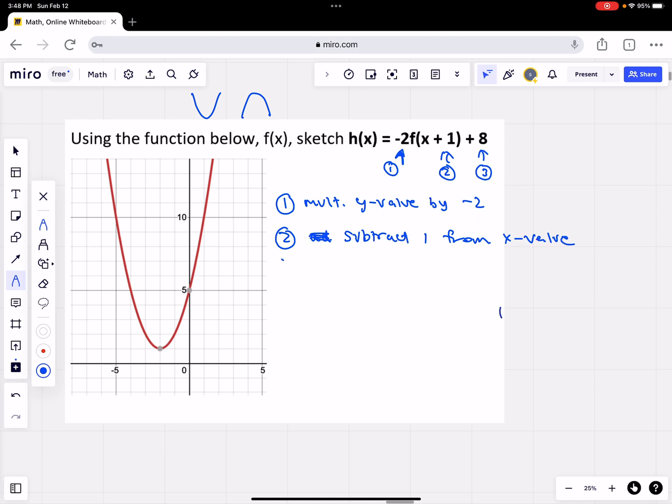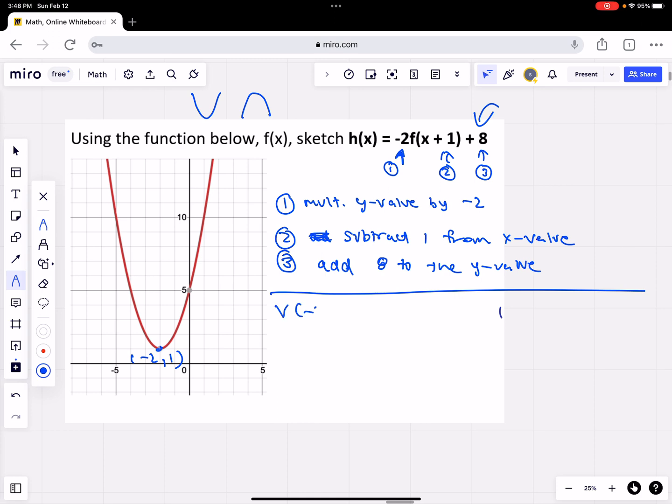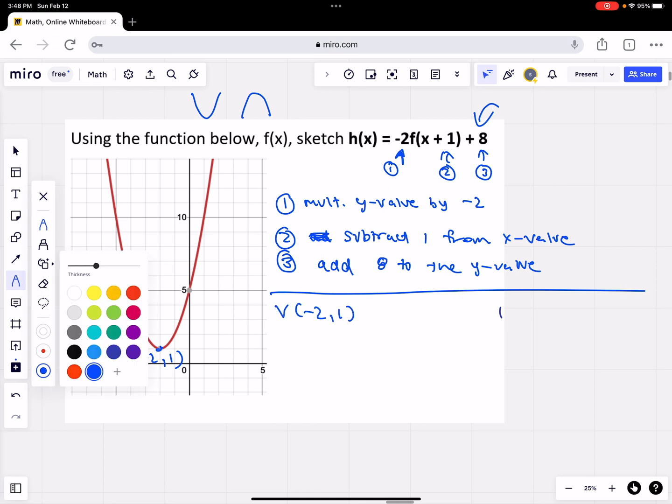And then the last one, step 3. Y values at the end, that's straightforward. We are going to add 8 to the previous y value. Okay, as before, -2, 1 is the vertex, the key point. So let's move it. I am going to apply one rule at a time.